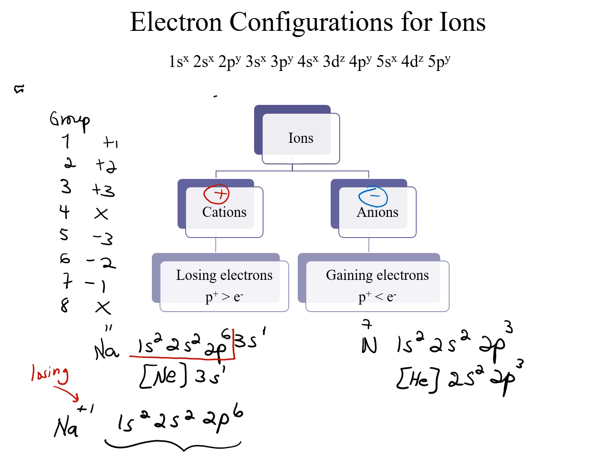Now for the second one, electron configuration for nitrogen. First, determine what's the charge of the ion of nitrogen. So we have nitrogen, it's in group 5 of the periodic table. You can check that. So the charge is going to be -3. So if you have nitrogen with a charge of -3, the negative sign is telling you that it's gaining electrons. Okay?